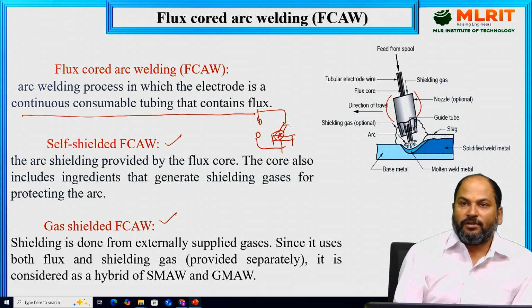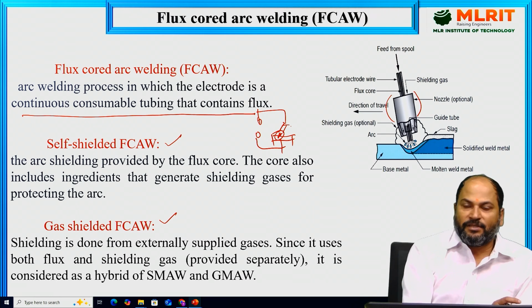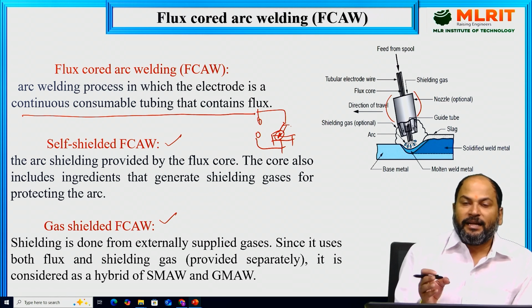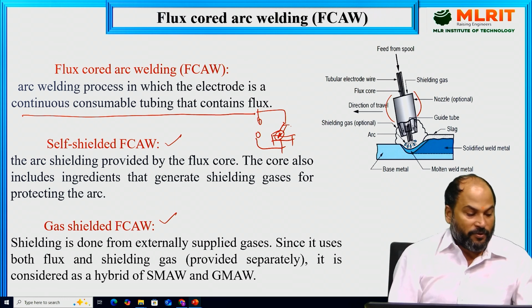Almost all the remaining things are the same as we discussed for the two arc welding processes. What is different here? It is the dual shielding process, meaning shielding is provided both through the flux as well as through the shielding gases. Another thing is that it can be used for all-position welding. That is the reason it's considered a very important welding process.